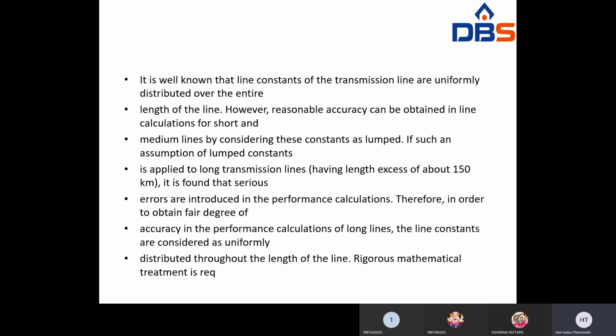So for calculation of uniformly distributed throughout the length of the line, therefore, in order to obtain a fair degree of accuracy in the performance calculation of long lines, the line constants are considered as uniformly distributed throughout the length of the line, not lumped. If we consider a lumped network for long transmission lines, that may give errors. For a medium transmission line, lumped parameter calculation is the best one, but that concept is not applicable to long transmission lines. If it is applied, some serious errors will occur. That's why we go for the rigorous mathematical treatment, that is nothing but uniformly distributed throughout the length of the line.